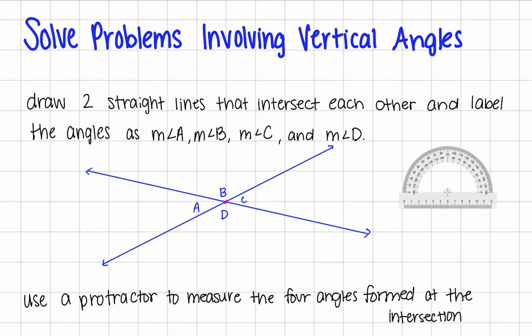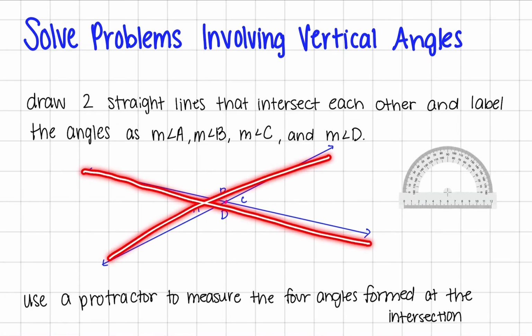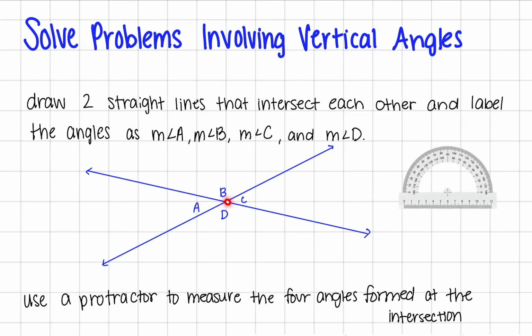We are going to draw two straight lines that intersect each other and label the angles as measure of angle A, measure of angle B, measure of angle C, and measure of angle D. So I drew two straight lines that intersect each other. Yours does not have to look like mine, but we do want to have them intersect, like this, right? And they intersect at a point. And I labeled my angles A, B, C, and D.